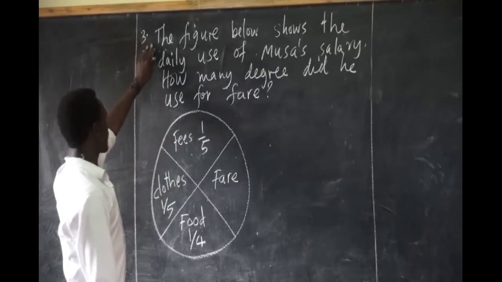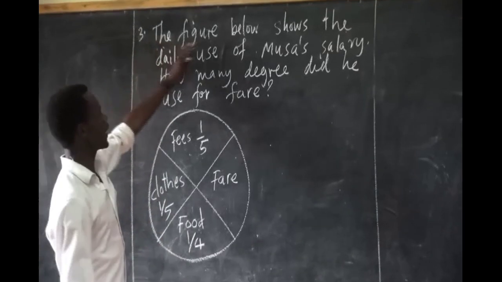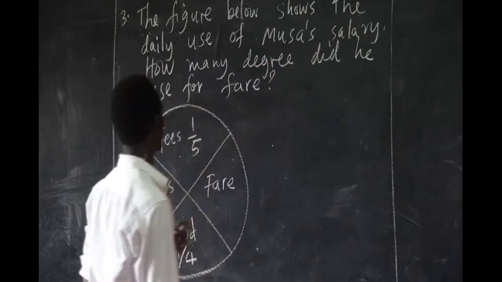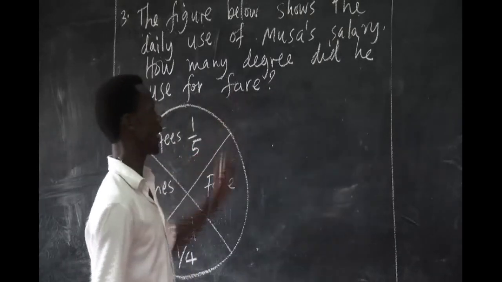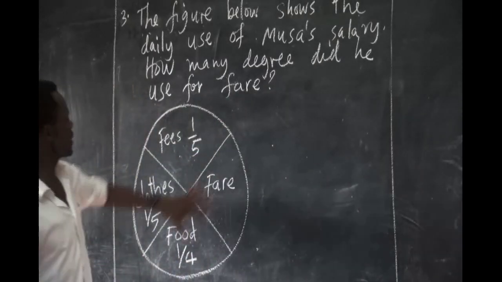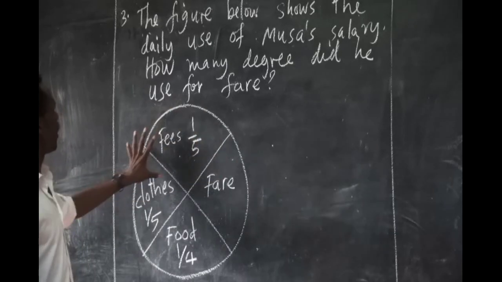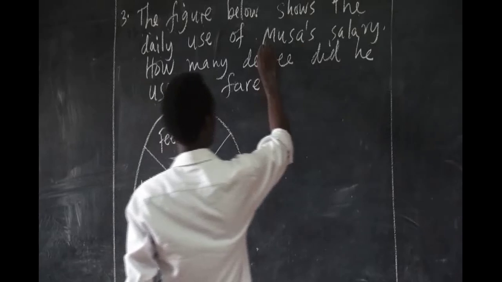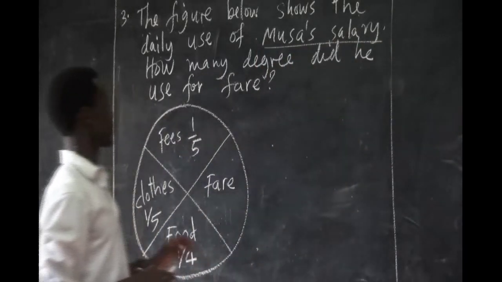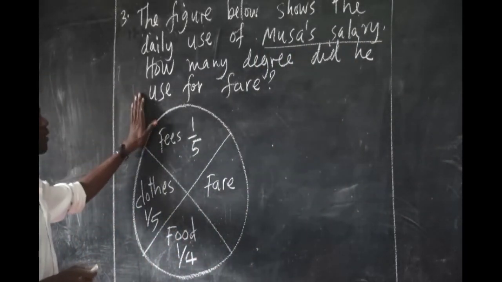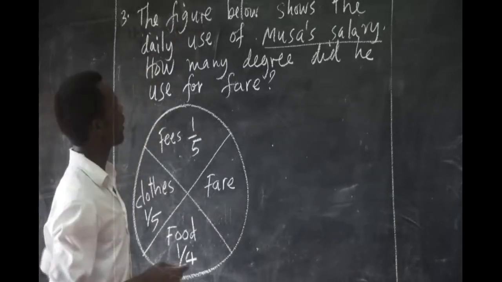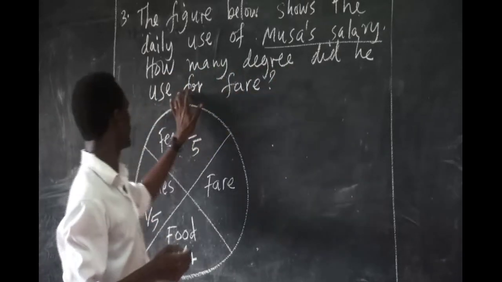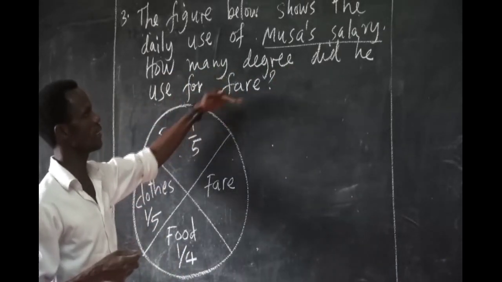Now, the third example here: the figure below shows the daily use of Musa's salary. How many degrees did he use for fare? This is the figure, but the figure is just talking about Musa's salary that he uses for daily expenses. Now, we just want to obtain something. The figure below shows the daily use of Musa's salary. How many degrees did he use for fare?